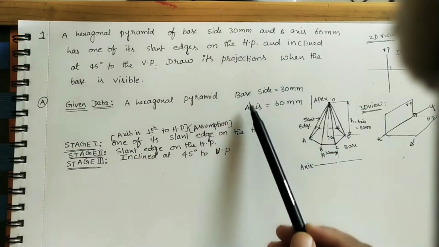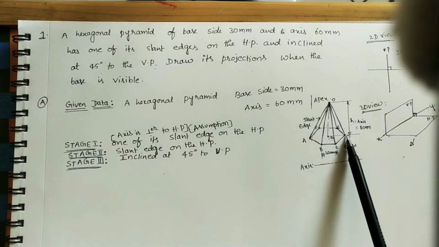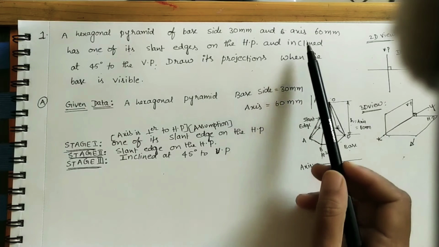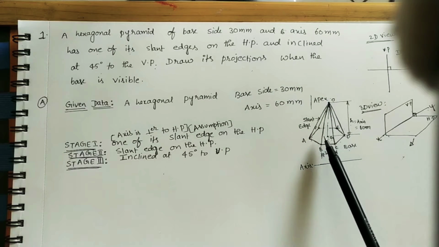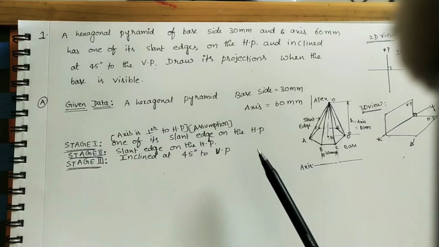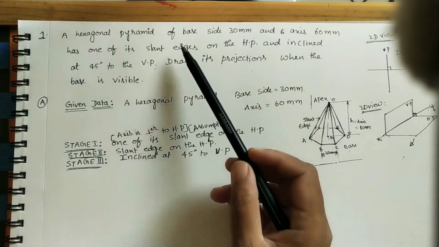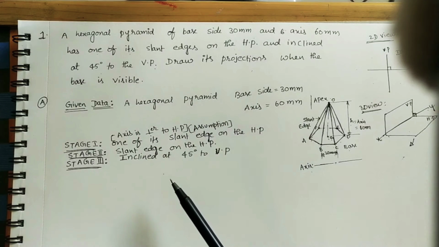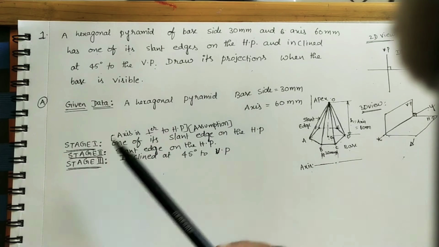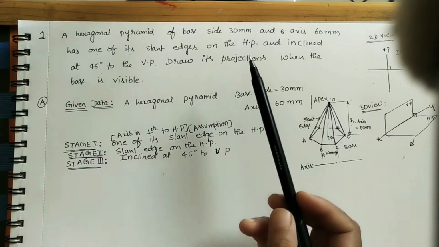So first take the given data. Base side is 30 mm, so each side of the hexagon is 3 centimeters. And the axis is 60 mm, that is, the height of the pyramid is 60 mm, 6 centimeters. Then some conditions are given here, and according to those conditions we have to do the projections. Instead of conditions, I have written stage 1, stage 2, stage 3. In 3 stages, we will do the diagram, we will do the projections.